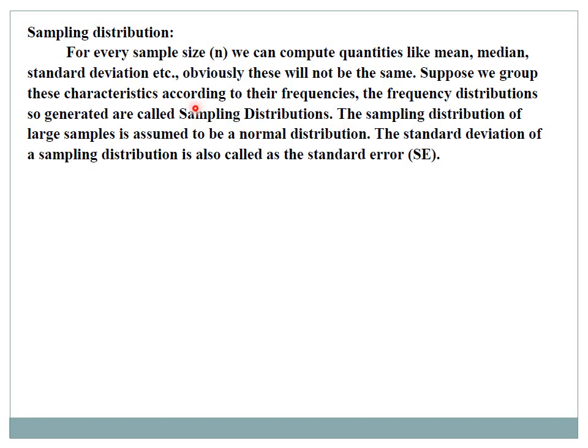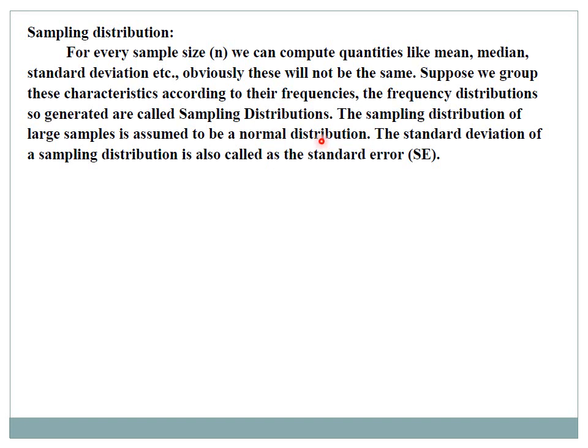Okay. What, you got an idea? Suppose we have the group of these characteristics, means the mean, standard deviation, whatever it is, according to their frequencies, then the frequency distribution here is called as sampling distribution. That's it. Okay. So the sampling distribution of large samples is assumed to be of normal distribution.